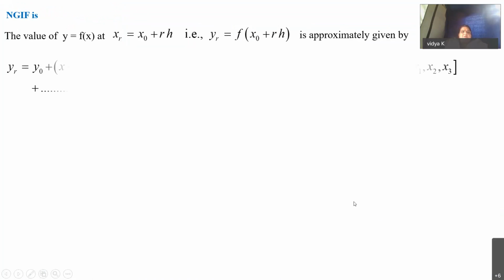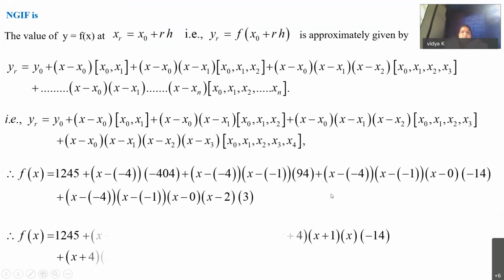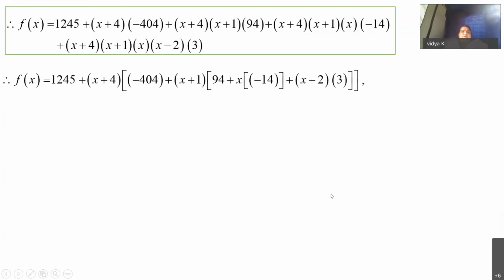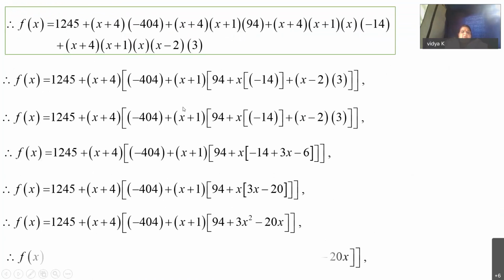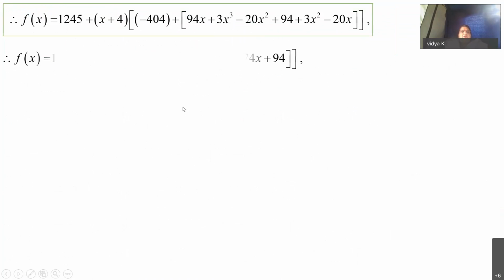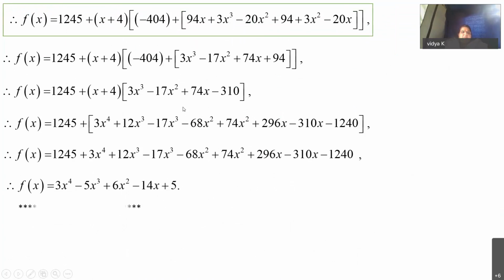Then substitute, take the path of first values, substitute in the table, simplify, you get. And one more, since they asked a polynomial, in the place of x, you keep x as it is and go on to simplify, and you get at the end the polynomial as this: 3x to the power 4 minus 5x cube plus 6x square minus 14x plus 5.